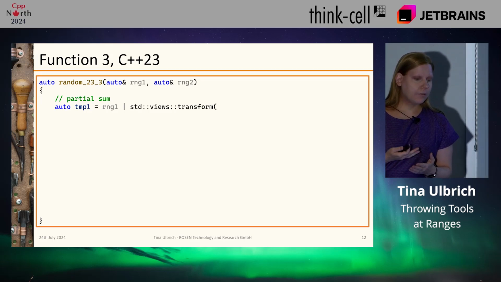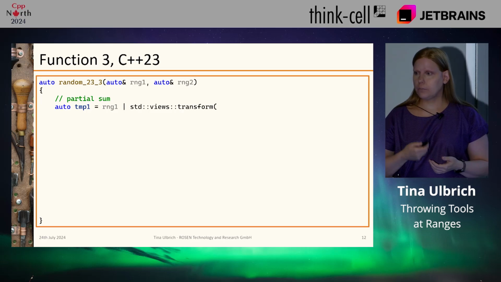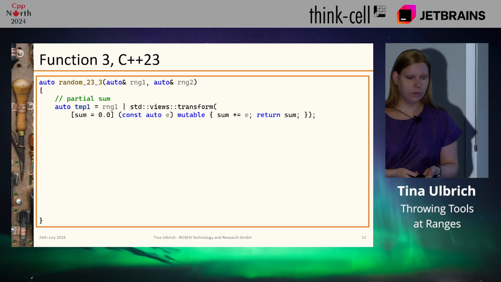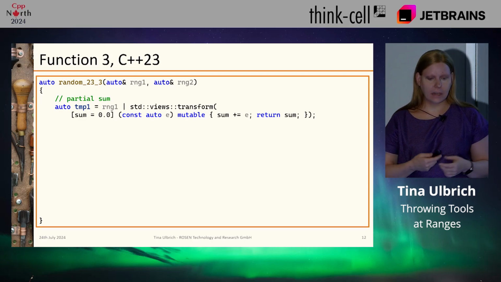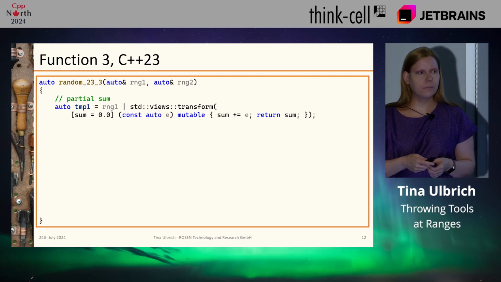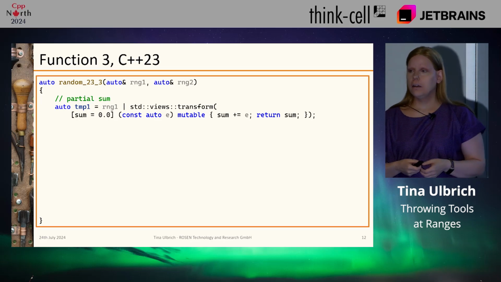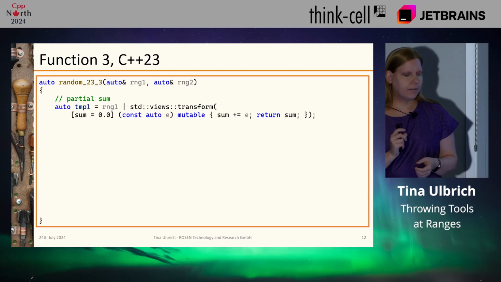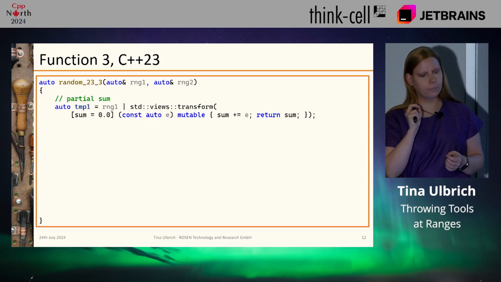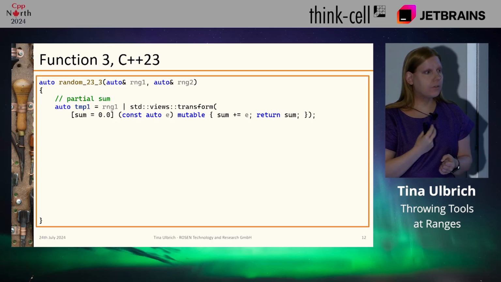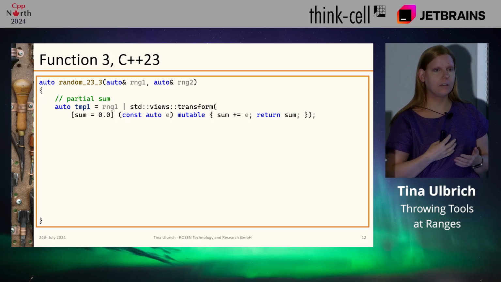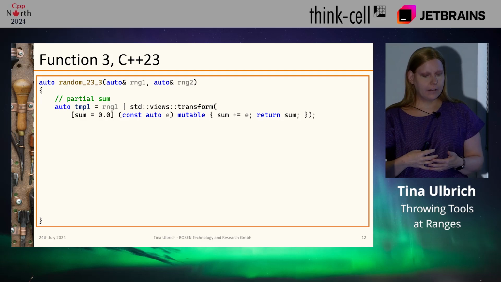So because I wanted to have this also as a lazy view, I wrote my own partial sum with this lambda. You might notice some cool stuff, like I initialize the sum with 0. I have this mutable keyword here. That means that it's a mutable lambda, and I can actually change the value of the sum in the lambda, because normally all of the values that you create for the lambda are const.